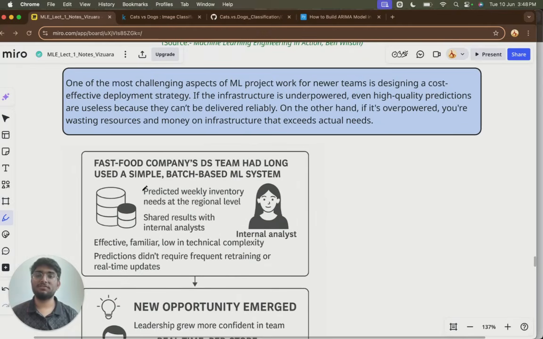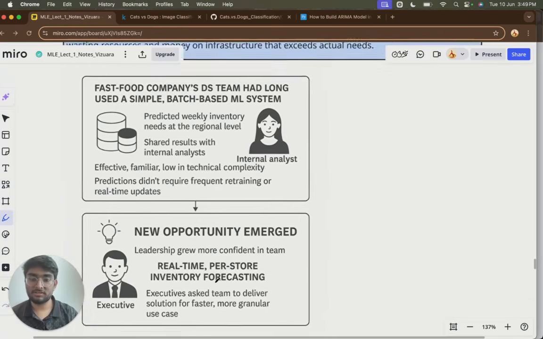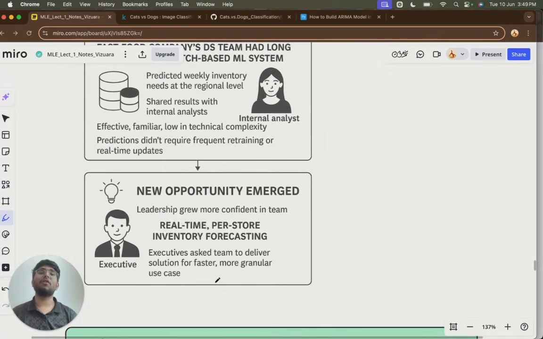or you can simply say that I am not demanding real-time prediction. So a fast food company's DS team, for example, used a simple batch-based ML system for inventory needs at a regional level. But now a new opportunity emerged. The leadership grew more confident in the team. Now they want real-time per-store inventory forecasting.